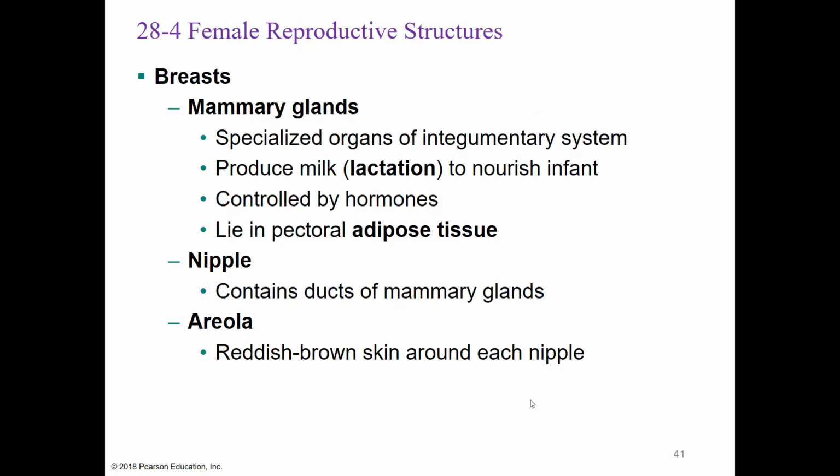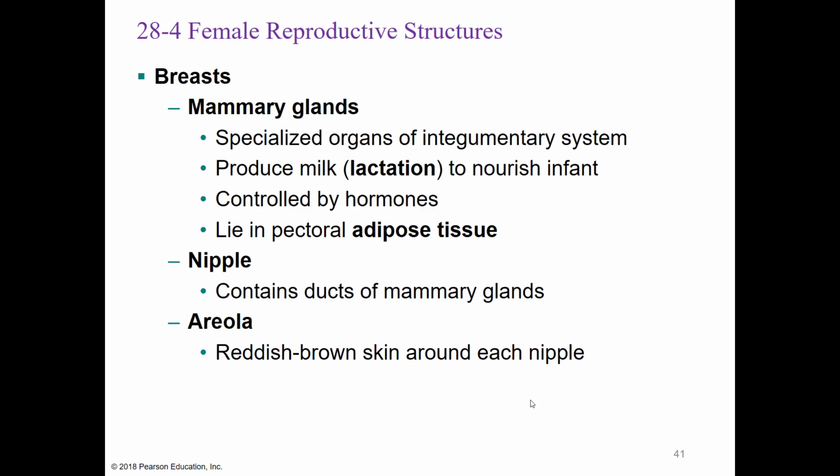Okay, transitioning into the breast, also known as the mammary glands, and again, we'll visit them again in chapter 29 when we talk about pregnancy and lactation. The mammary glands are specialized organs of the integumentary system that produce milk, known as lactation, to nourish the infant. They're controlled by hormones, and they contain a good bit of pectoral adipose tissue or fat.